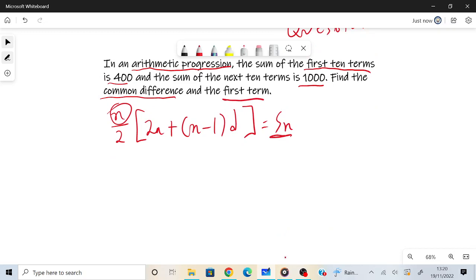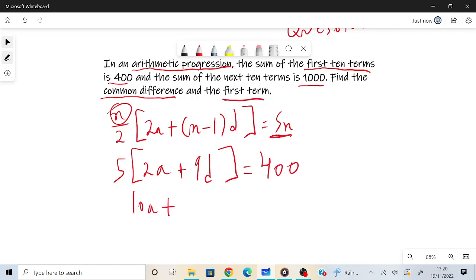So 10 over 2, if I substitute n with 10, that will give me 5. So 5 into 2a plus 10 minus 1, that's 9 times d, so plus 9d equals 400. And expanding and simplifying the left hand side, I would have 10a plus 45d equal 400. That's one equation we've made.